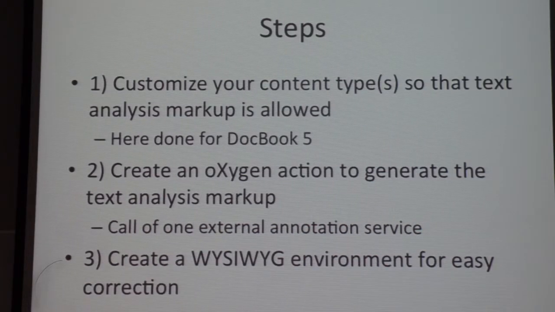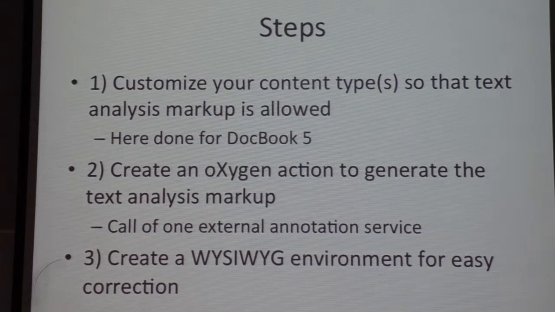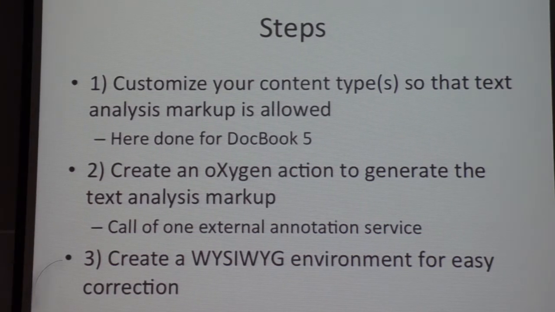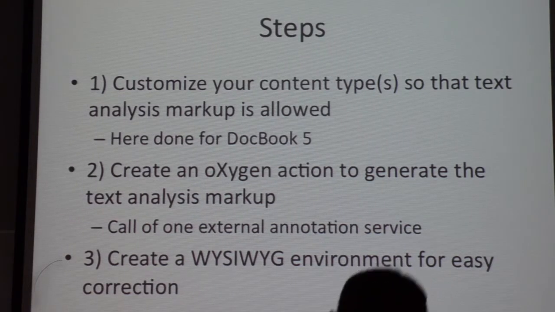So what steps need to be taken? First, customize your content type. This is done here for DocBook 5, so that it allows for this text analysis markup. Then create an oXygen action which actually generates that markup. That calls an external annotation service. And then create a what-you-see-is-what-you-get oXygen Author environment for easy correction, so that authors can easily work with this.